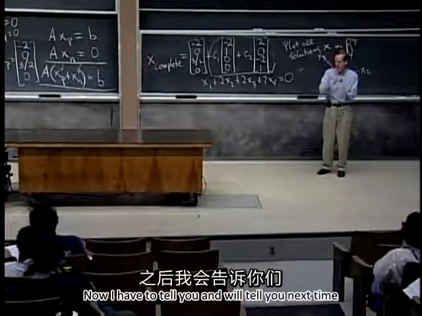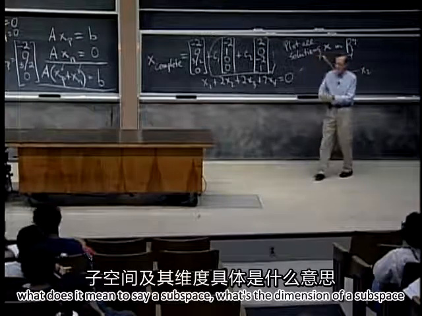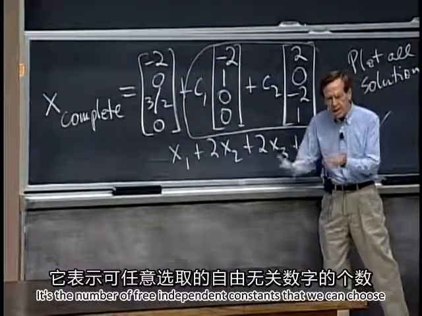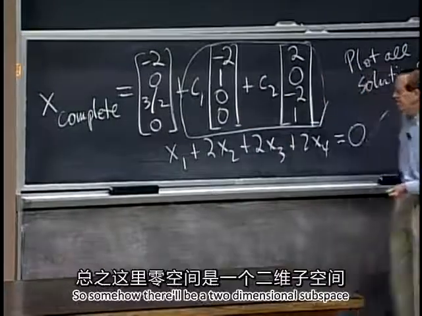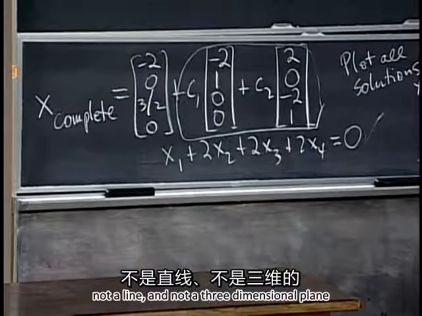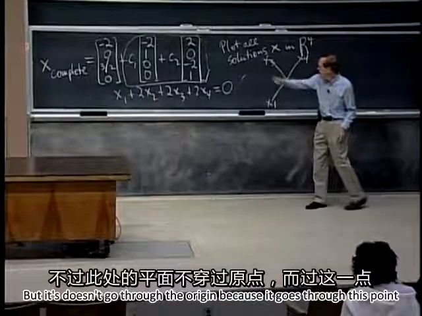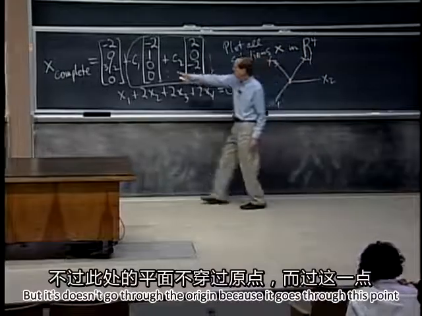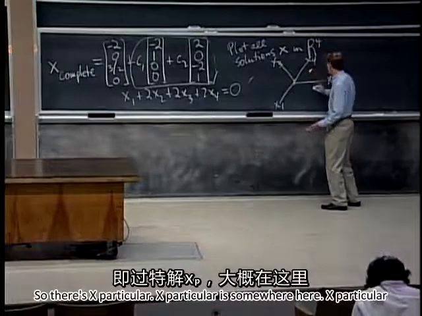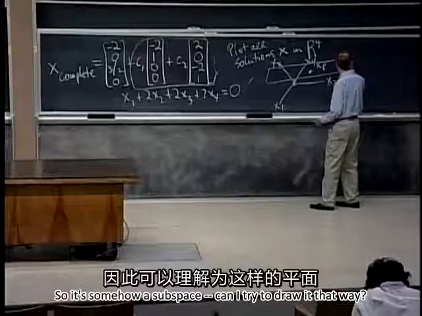Now I have to tell you, and we'll tell you next time, what does it mean to say the dimension of a subspace? But you see what it's going to be. It's the number of free, independent constants that we can choose. So there'll be a 2-dimensional subspace, not a line, and not a 3-dimensional plane, but only a 2-dimensional one. But it doesn't go through the origin because it goes through this point. So there's x particular, somewhere here. So it's somehow a subspace. Can I try to draw it that way?